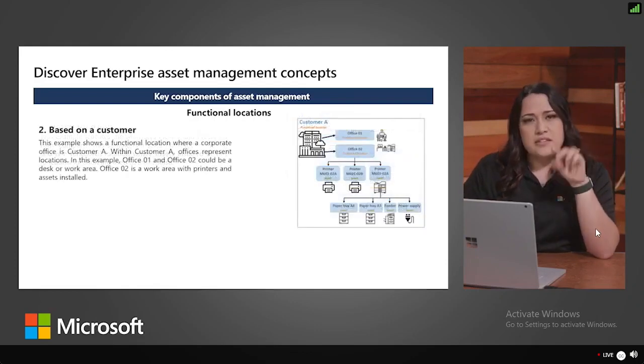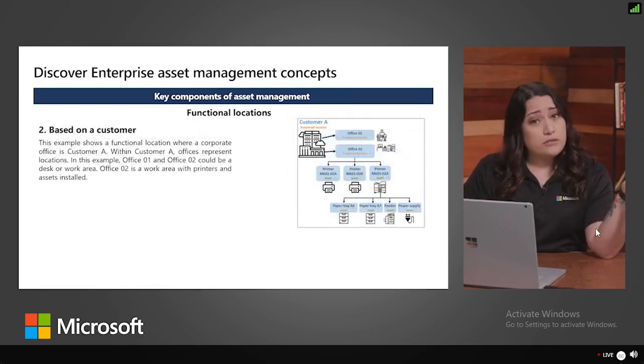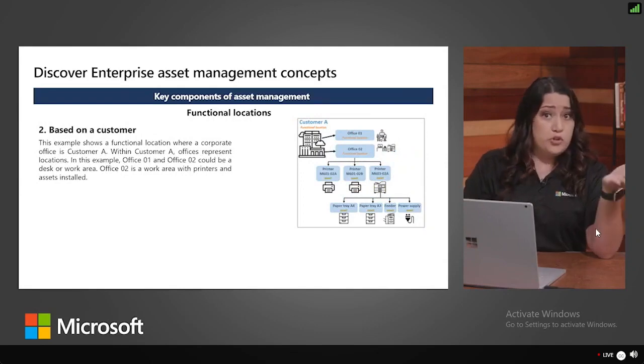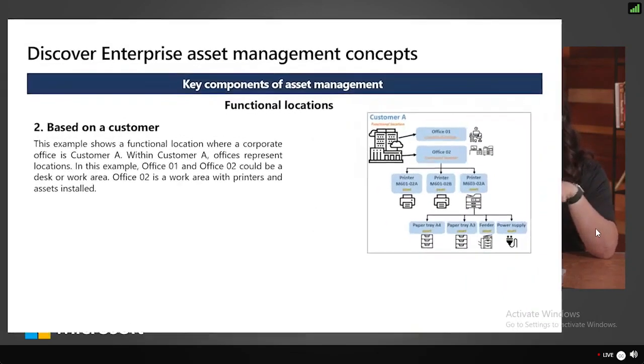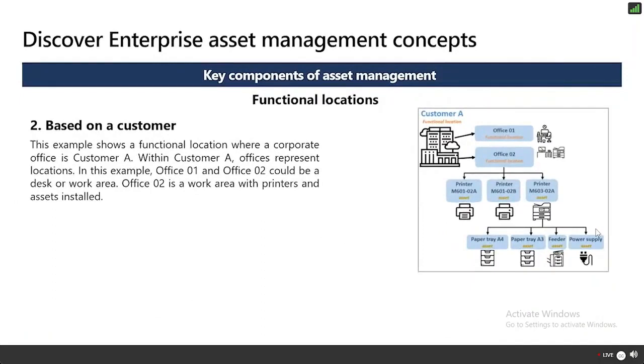But it doesn't always have to be based off of a location. If you wanted, you could choose to manage your assets by customer. So let's say, for example, you have a customer and they have 2 different offices. And if you look at the image that we have here on the screen, each office has their own work center that has printers, printer trays, power supplies, and a number of different assets that go along with it.